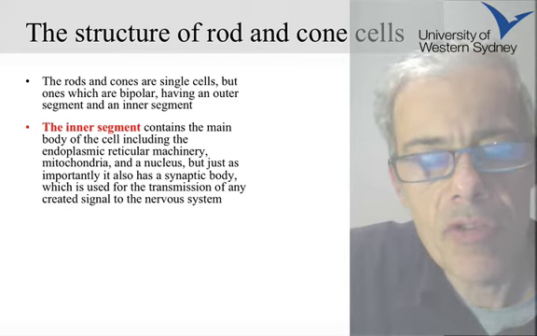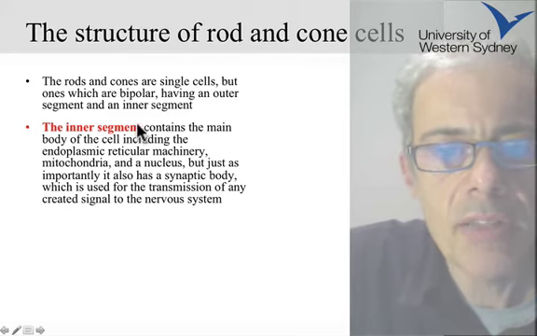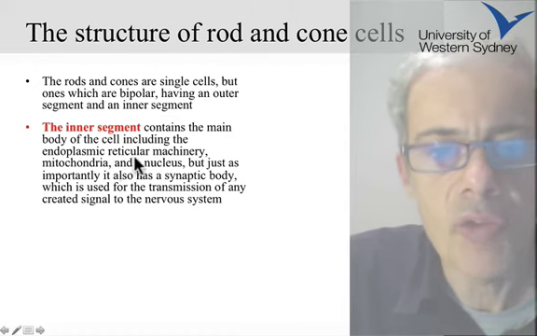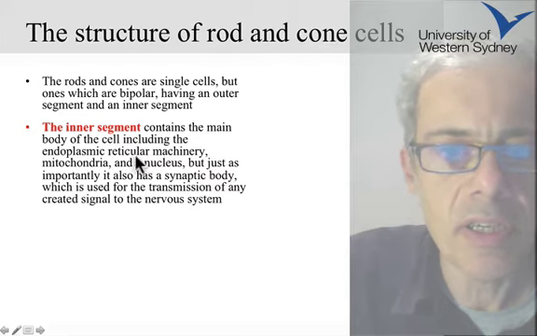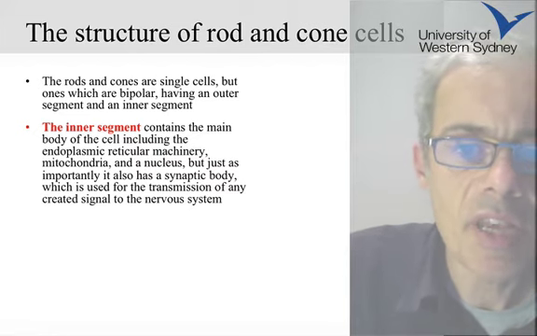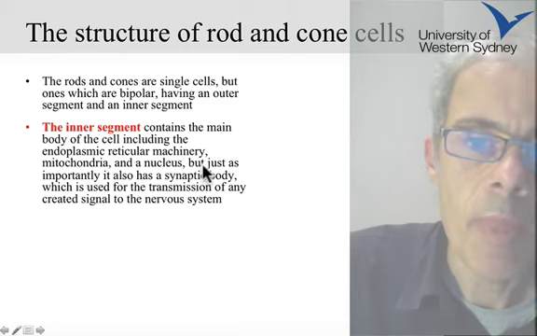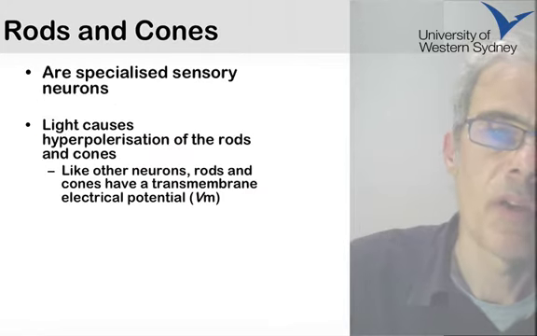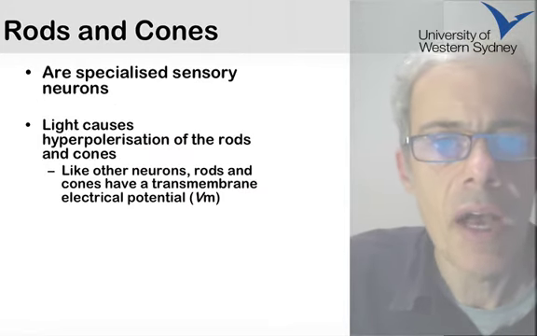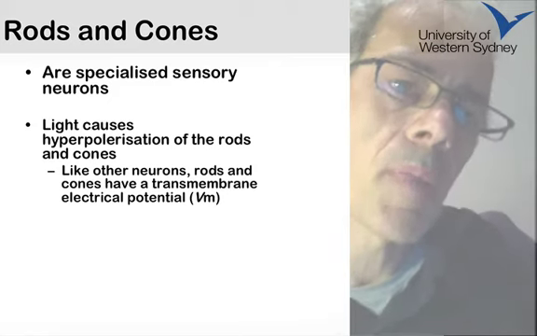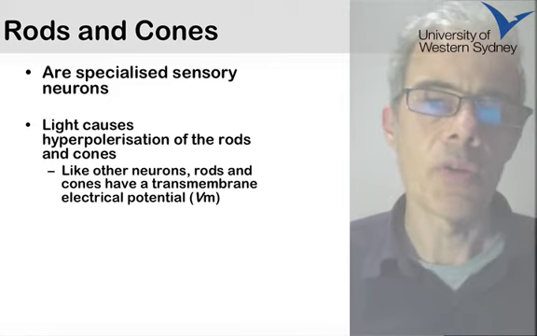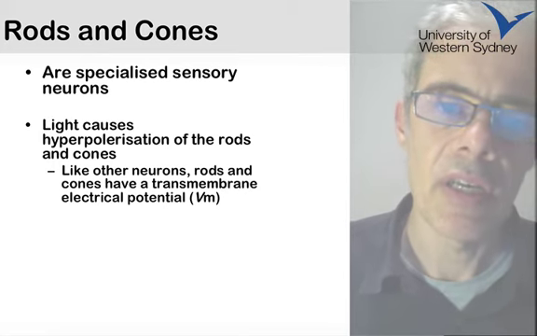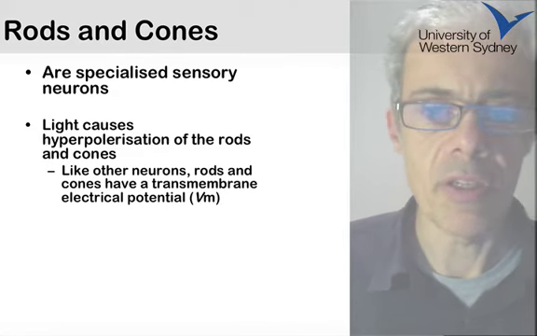The inner segment of these rod and cone cells contains the normal things we would expect to see in a eukaryotic cell, such as mitochondria, nucleus, endoplasmic reticulum. These cells also contain a synaptic body which is able to transmit the electrical signal into the nervous system. So effectively, rod and cone cells are specialized sensory neurons, and light causes the hyperpolarization of these cells, which is then transferred as an electrical potential into the nervous system.